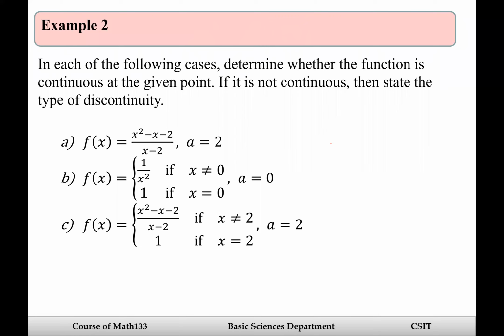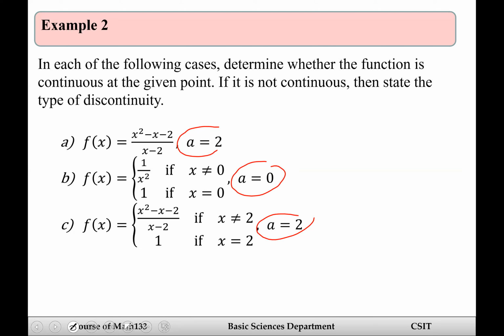So the question is to check the continuity of the given function at the indicated points. Here the checkpoints are a equal to 2 for the first one, a equal to 0 for the second, and a equal to 2 for the third one. So here we want to satisfy the 3 conditions for continuity: limit to the right equal to the limit to the left equal to f of a.